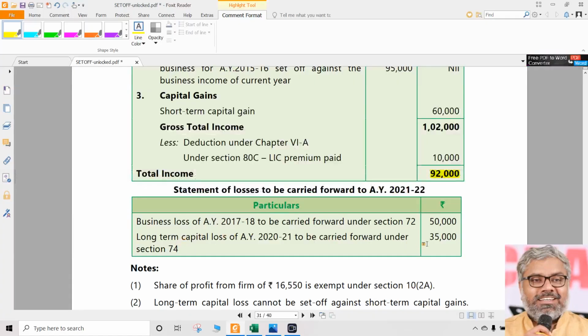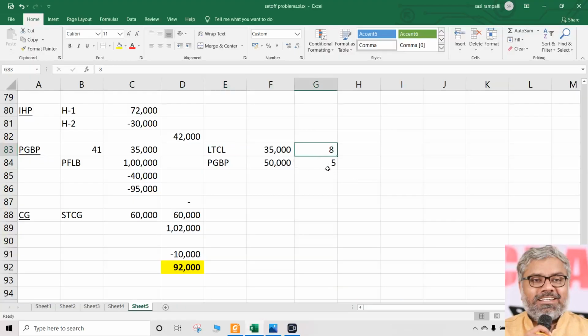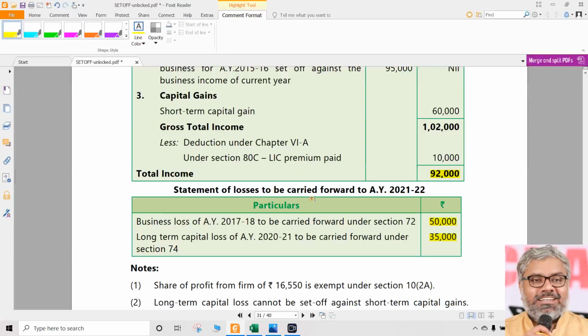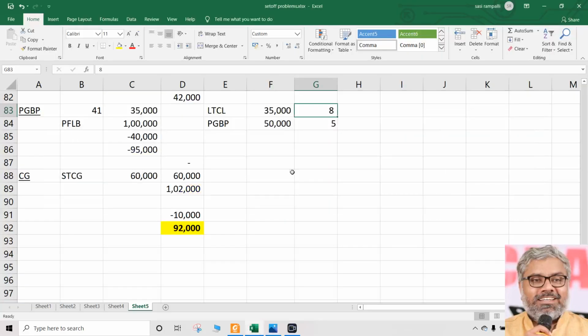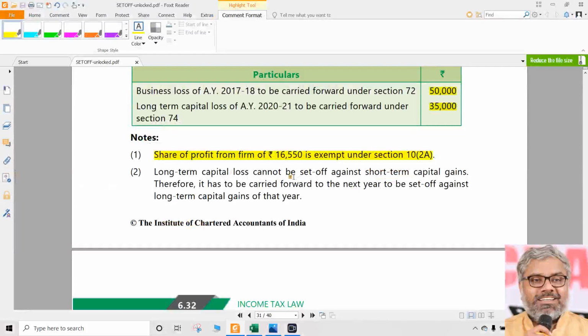Then long-term capital loss of 35,000 can be carried forward for 8 more years, because that is related to the current year. That's all. And you have to write a note very clearly. The share of profit is exempt under section 10(2)(a) because it is from the partnership firm which has already paid tax. That is the note to be written.